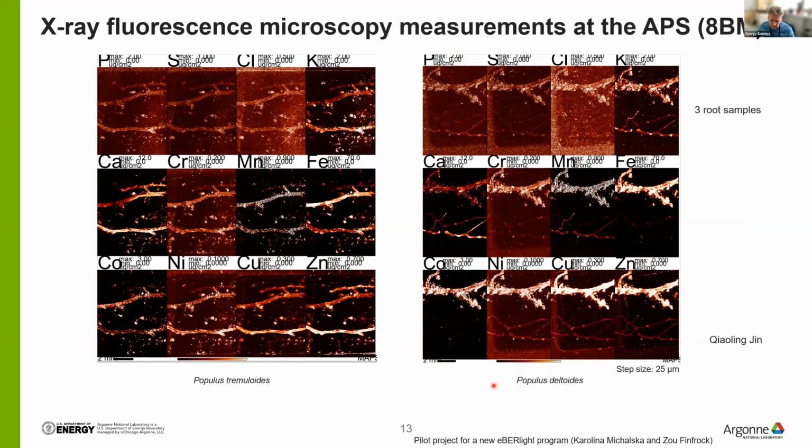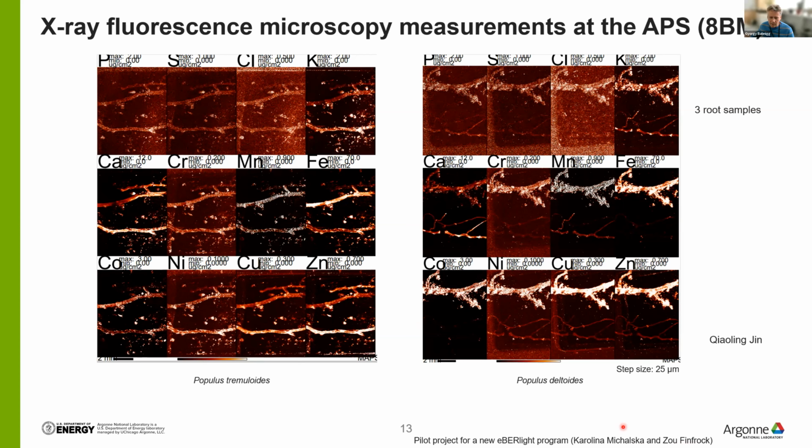We also have help from Xiaoling at 8-BM, where we simply laid down on the sample holder that Olga was demonstrating 3 root samples from 2 different plant species, Populus tremuloides and Populus deltoides. And within that, we are just looking at elemental distribution. We are still analyzing this data to see if we can see differences between the soil aggregates attached to those roots between the 2 species. You can see that the root structures are slightly different for both of them.